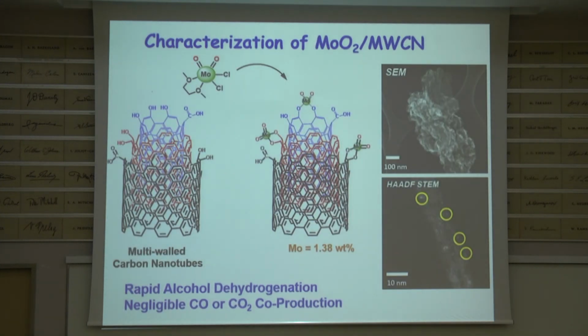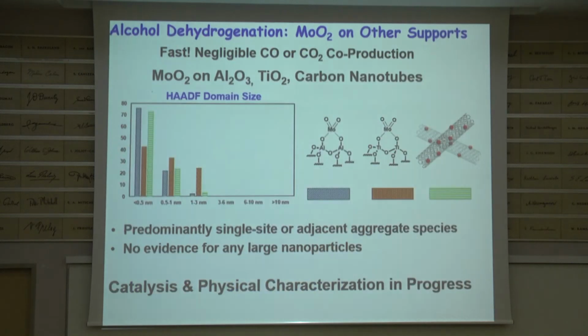This is just showing quickly, this is using carbon nanotubes and adsorbing this. And what we see, so this is high angle annular dark field microscopy, you can see what look like individual molybdenum sites here. And this is also catalytically active. And we're looking at graphene.